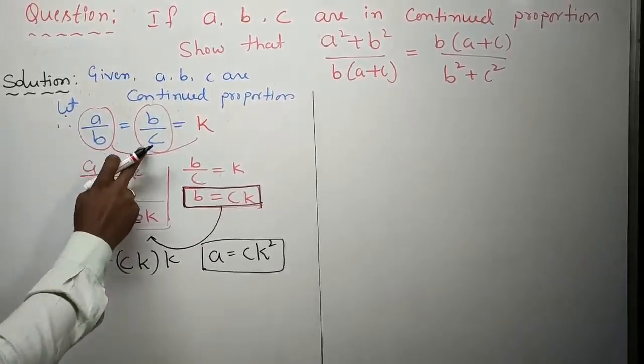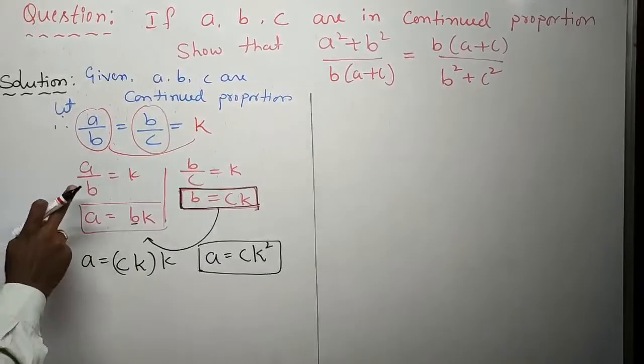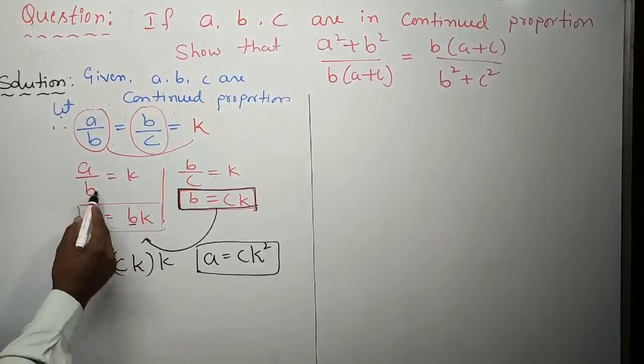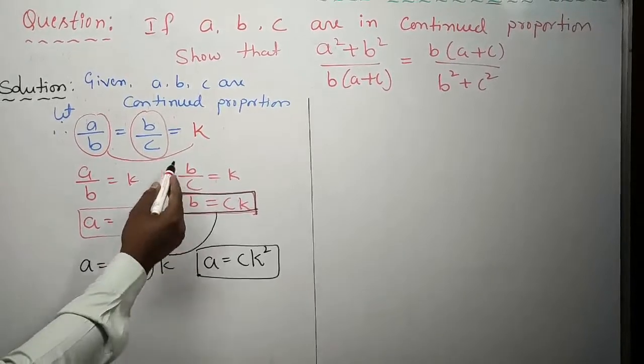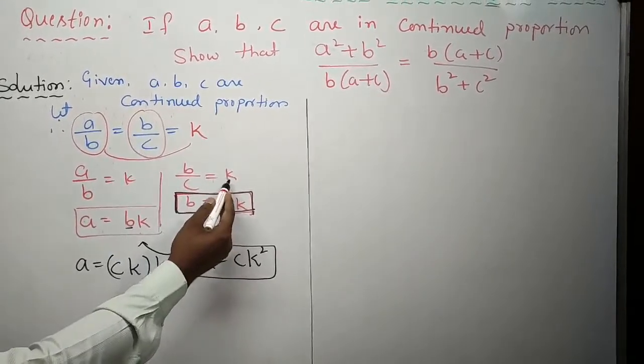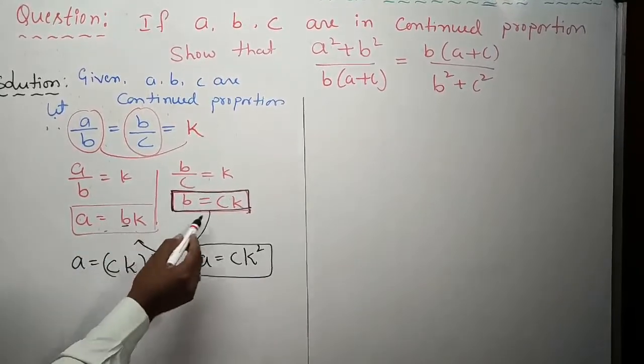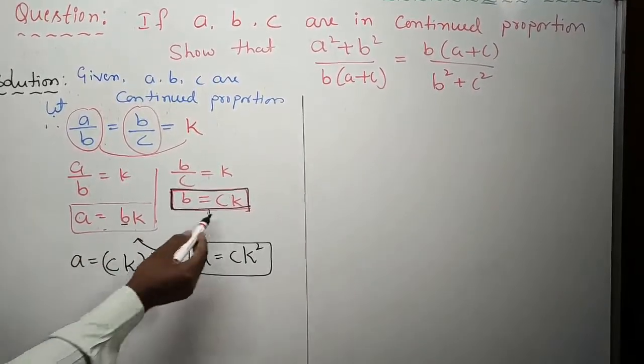a by b is equal to b by c is equal to k. Consider, then a by b equated to k. I got a = bk, by cross multiplication. Similarly, b by c is equated to k, which means b = ck. Now, by using these two, the b value is substituted, in the place of b, ck.